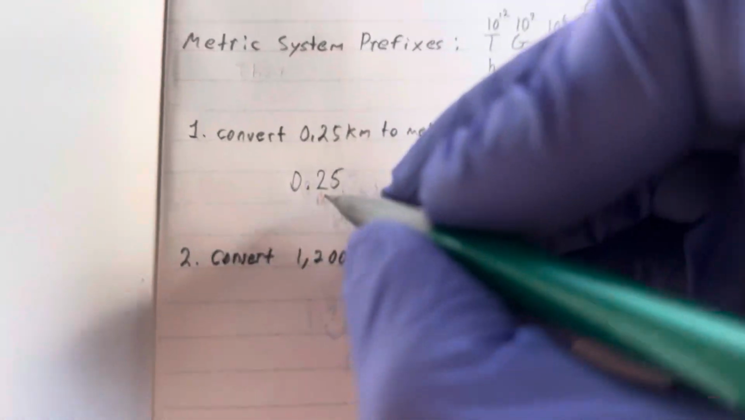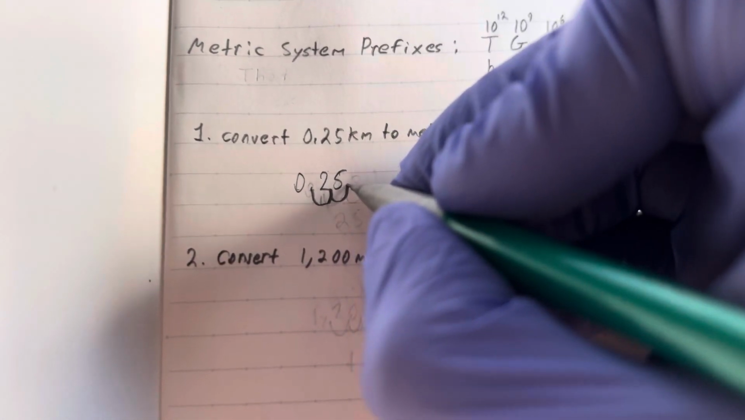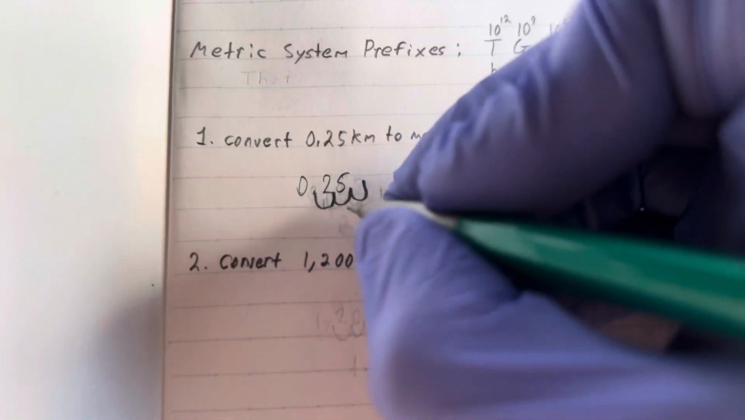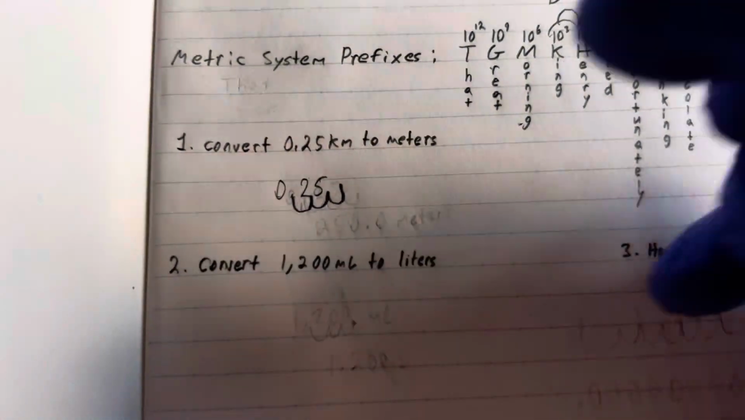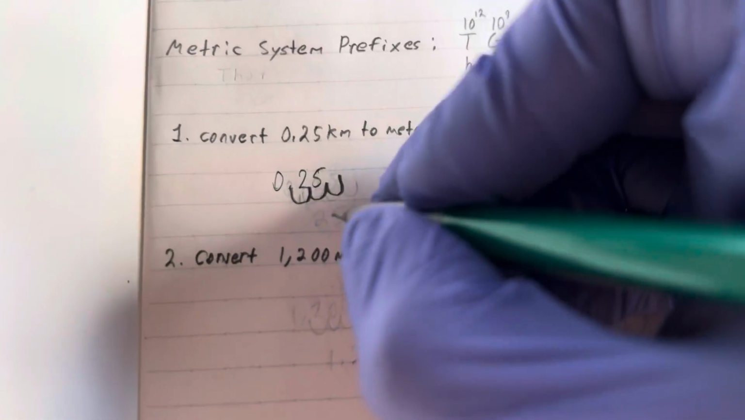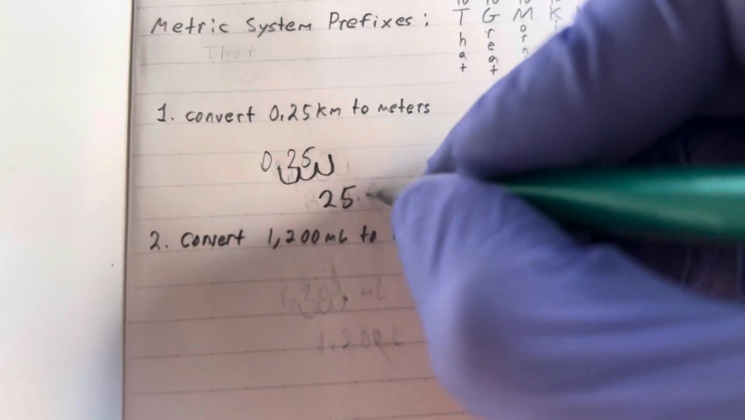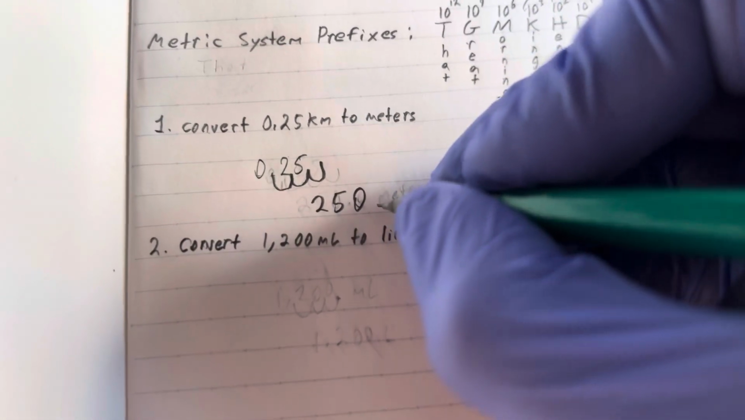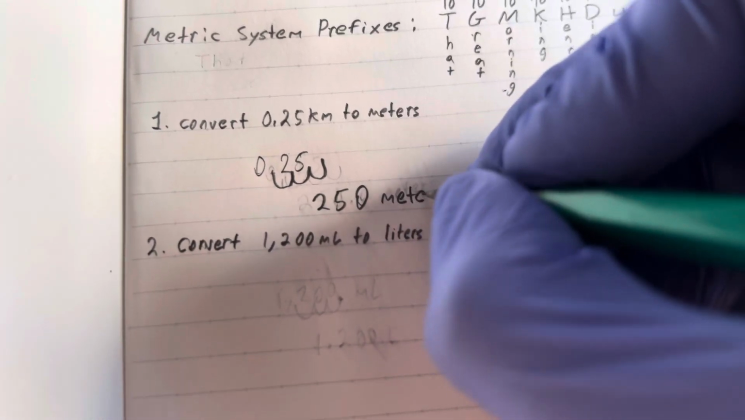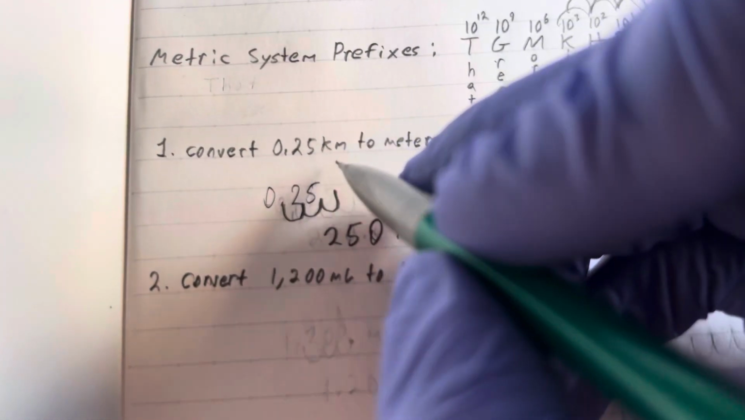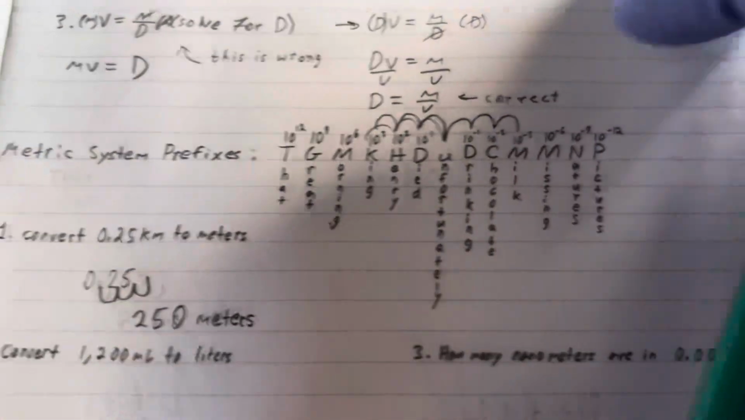Let's do the same thing here. 1, 2, 3. Remember, we're moving the decimal point. The decimal point is going to end up there. So the new number is 250 meters in 0.25 kilometers. That was pretty easy. Now let's move on to another one.